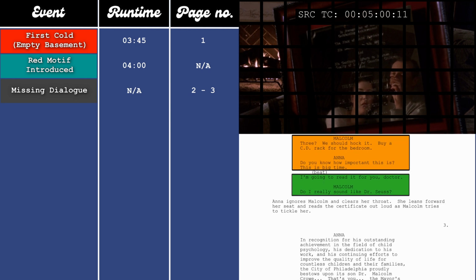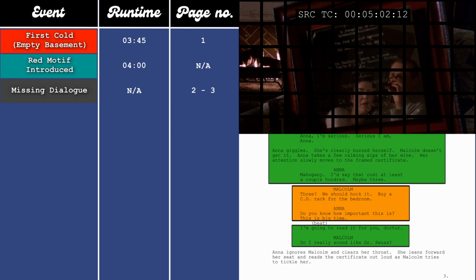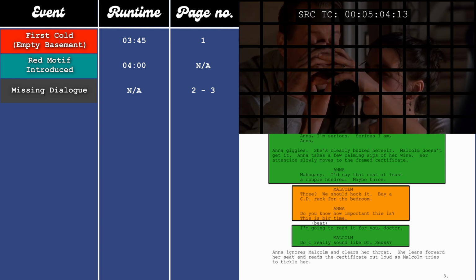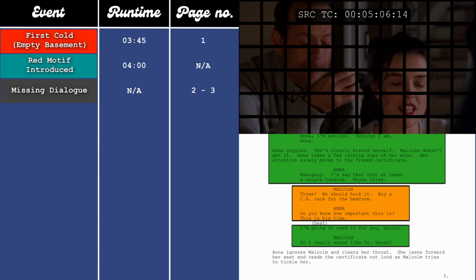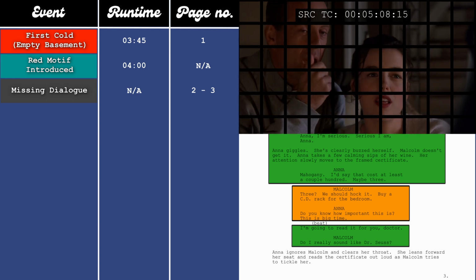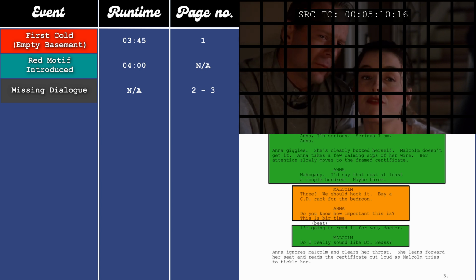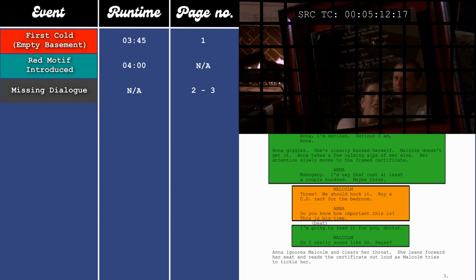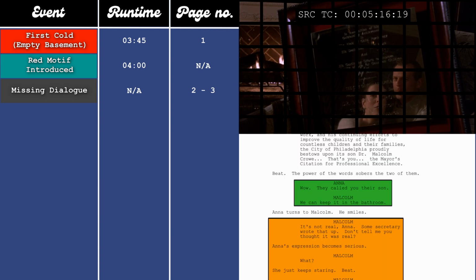Whereas in the film, the section in the orange box where Malcolm says they should hawk it and Anna responds by saying that this is the big time doesn't appear in the film. I'd love to show you it, but there's a song playing in the background that got flagged for copyright, so I can't, unfortunately. And the second is at the 5-minute 35-second mark, which is on page 3.